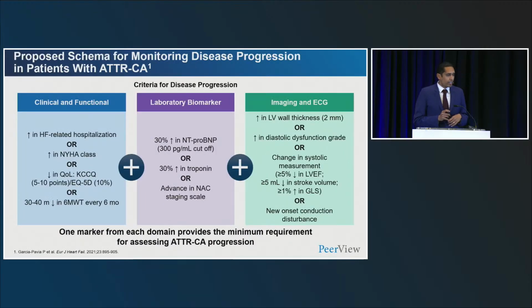So this is an expert consensus document which goes over one schema for monitoring disease progression. So thinking about clinical and functional endpoints, laboratory biomarkers, and imaging and ECG. And I typically think about performing some of these tests each time I see a patient, so about every 6 months or so. So reviewing things like New York Heart Association class, if you have the ability KCCQ or 6-minute walk distance, biomarkers with NT-proBNP and troponin, and imaging with echo, as well as ECG. And so this is one paradigm to think about.